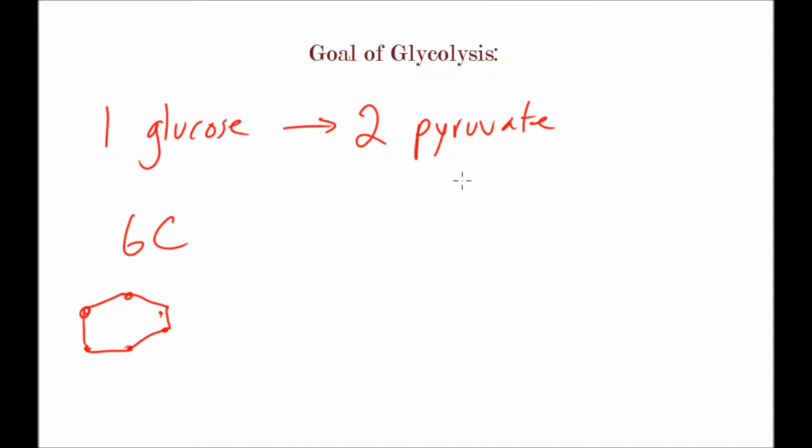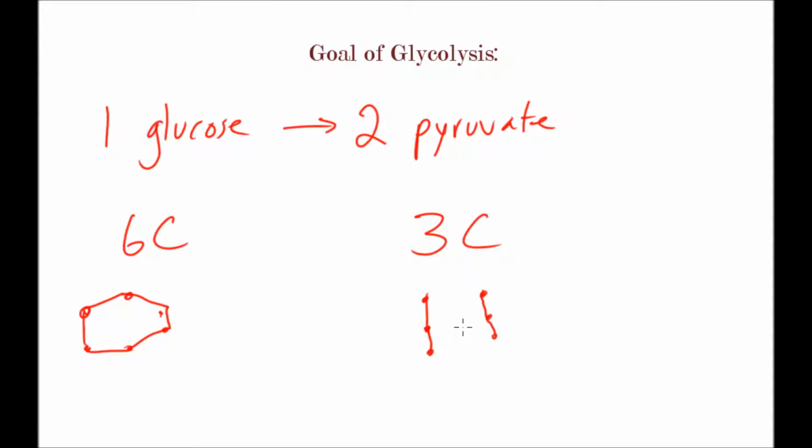And pyruvate is going to be a 3 carbon molecule. So it'll have only 3 carbons, but we'll have 2 of these. So that's where all of our carbons are. Our carbons are going to stay the same. We're taking this 6 carbon molecule in the form of glucose, our sugar, and we're going to break it down into 2 3-carbon molecules of pyruvate. And then these will eventually go on and be fed into the TCA cycle.